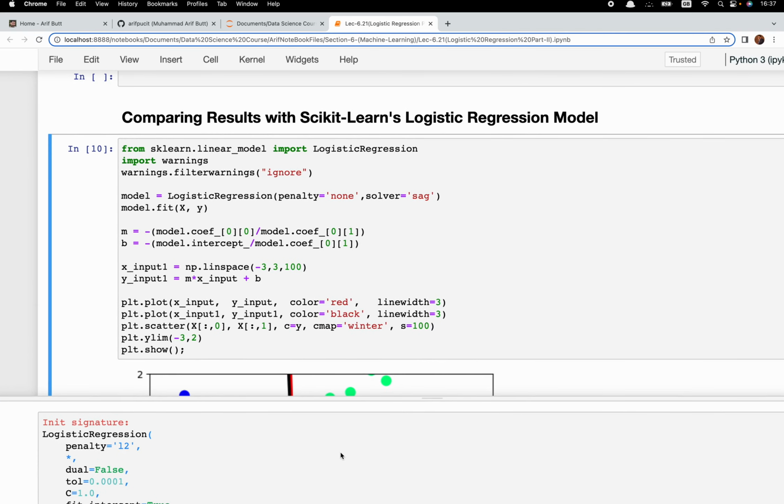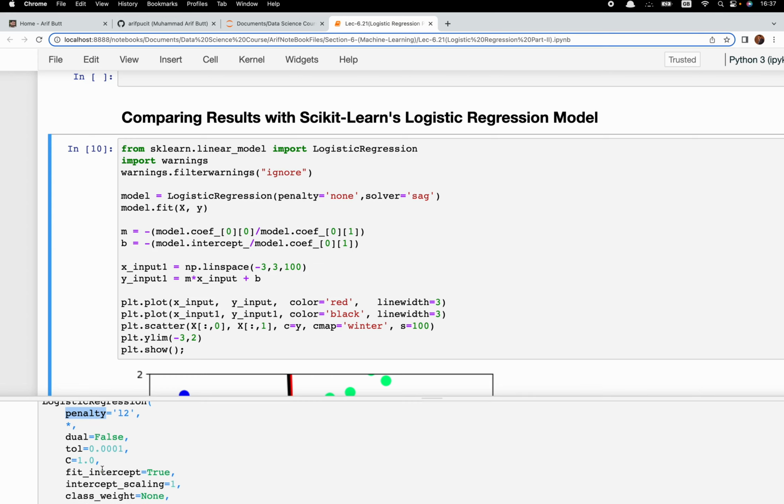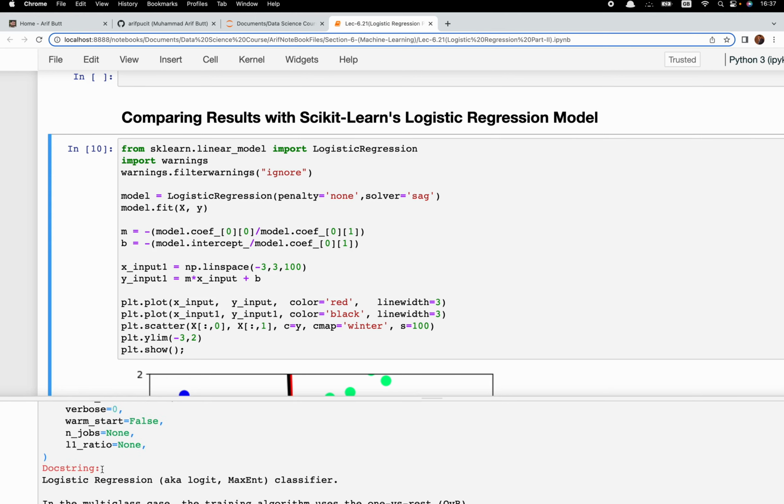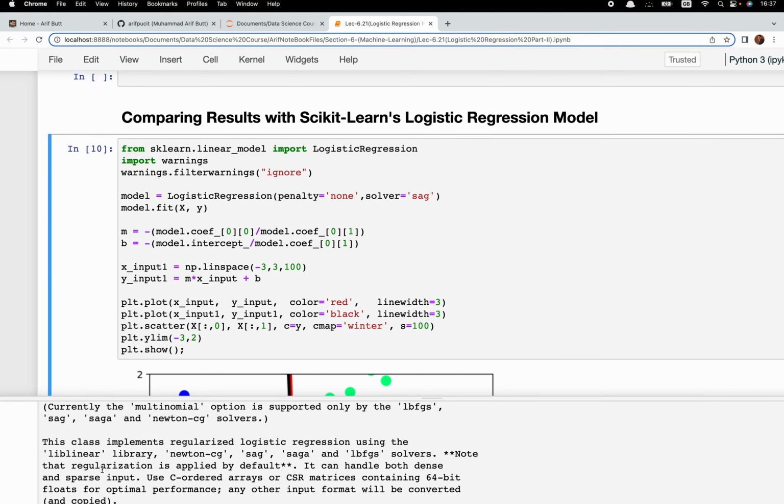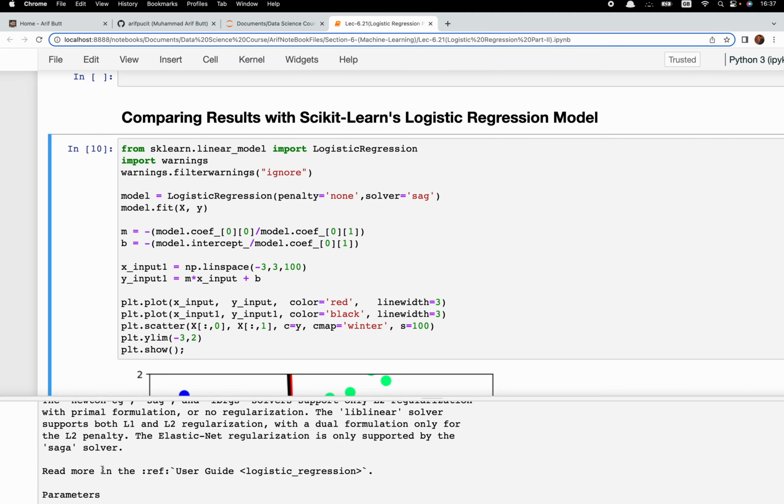Okay, fine. The penalty parameter is set to L2. The default value of penalty is L2. My dear friends, this penalty parameter specifies the regularization you want to apply. The default is L2, that is ridge penalty. It has other hyperparameters as well, which we will discuss in some future session. But for the time being, I have set penalty equals none and solver is equal to SAG.